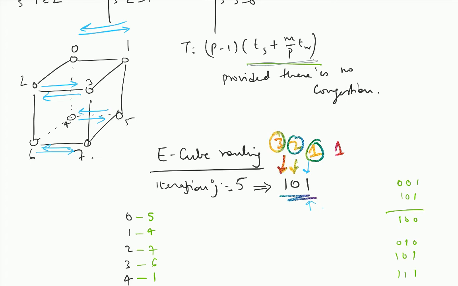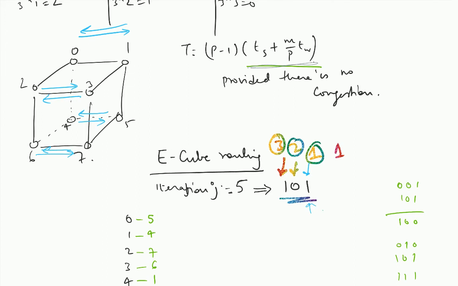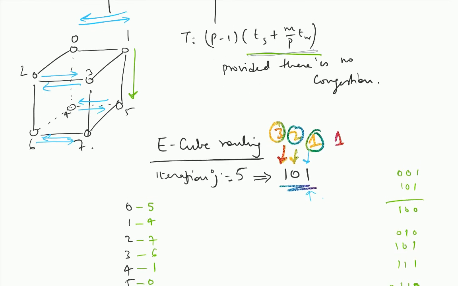Let's see what happens. Let's examine the data going from 0 to 5. In the first iteration, it went from 0 to 1. In the second iteration, it's going to go from 1 to 5. So it's reached the destination. Simultaneously, what happens to the data coming from 5 to 0? Well, that went from 5 to 4 in the first iteration. In the second iteration, it will go from 4 to 0. Is it clear?